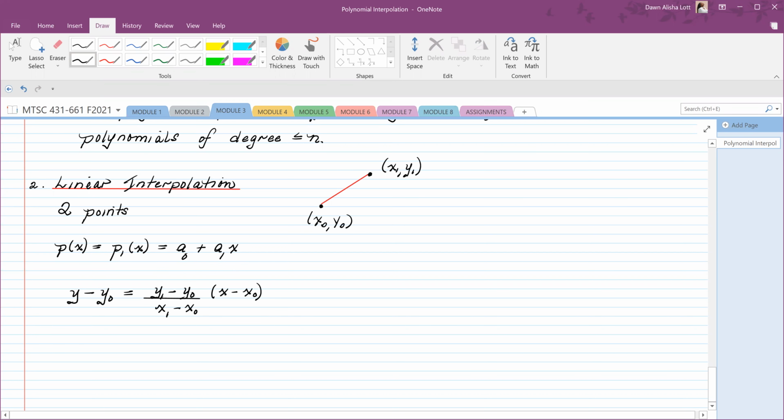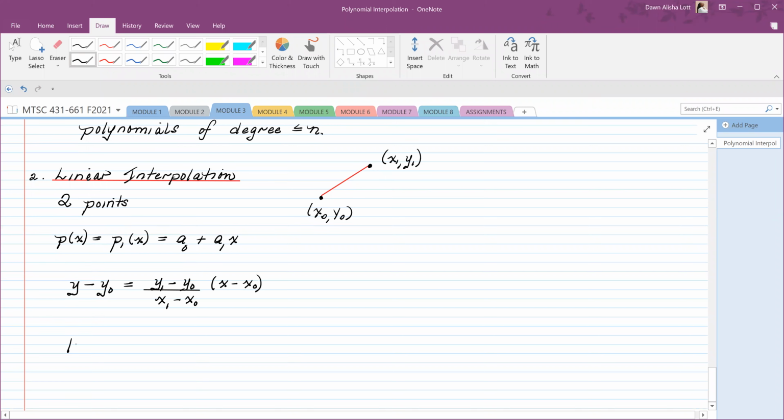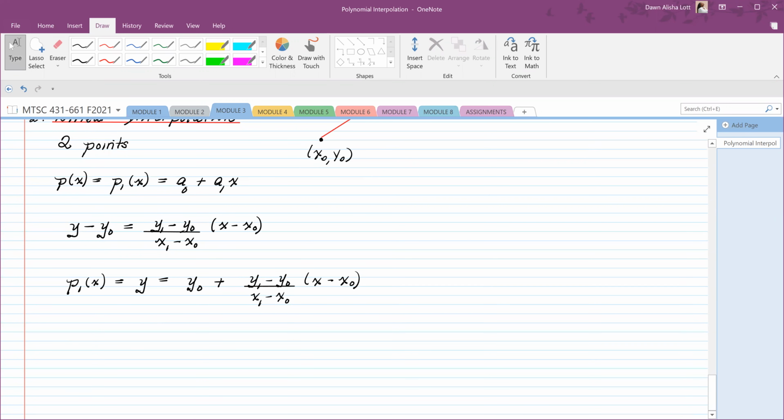Okay, so P1 of X simply becomes y, but that's just y naught plus y1 minus y naught over x1 minus x naught times x minus x naught. So let's do a little playing around with this. I know you're saying, why can't we leave it in that form? Because I'm trying to develop something. So I'm going to get a common denominator.